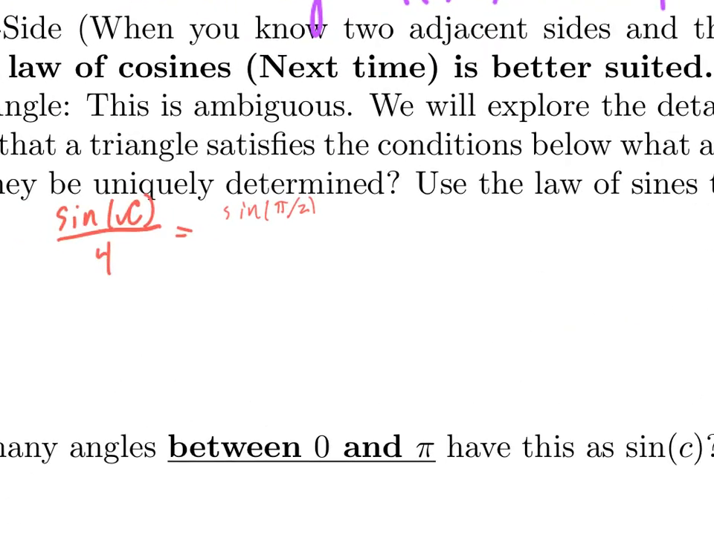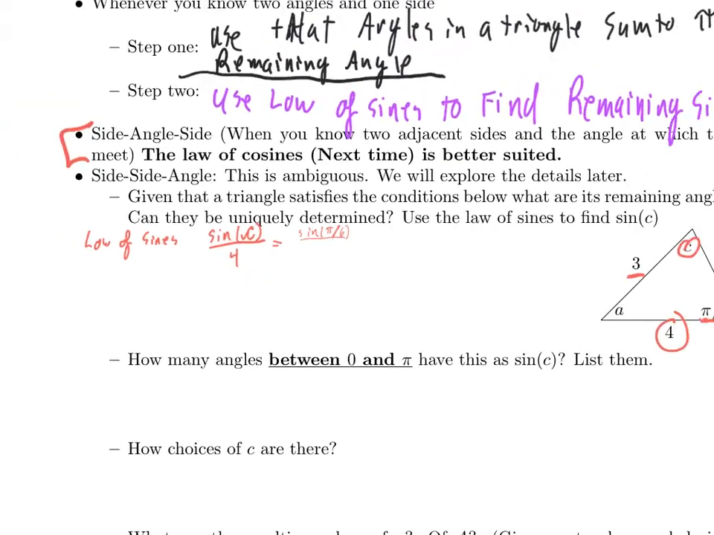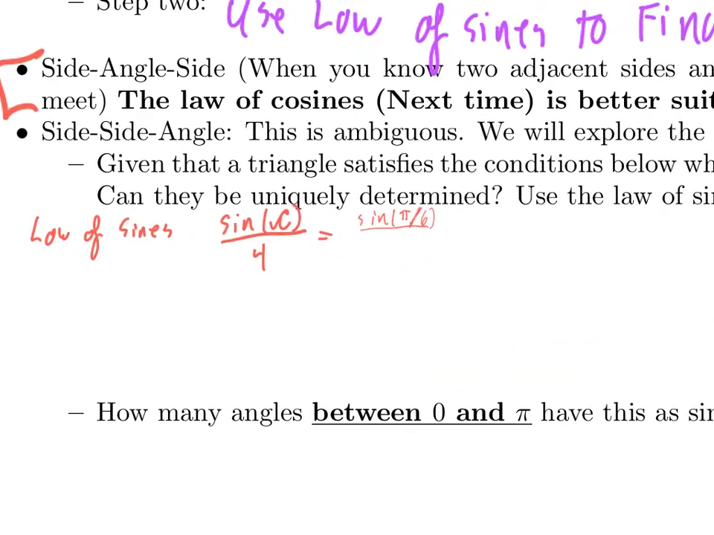Pi over 6, divided by the length of the side opposite. What length is opposite the angle of pi over 6? 3. Well, hey, I can solve that for c. I know exactly how to solve that for c. That will give me sine of c is equal to 4 times the sine of pi over 6 divided by 3.